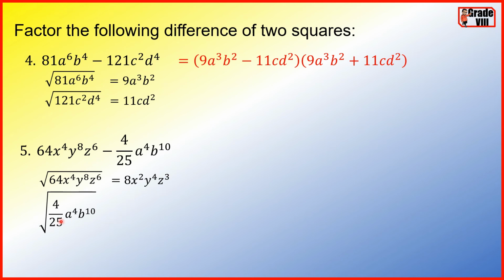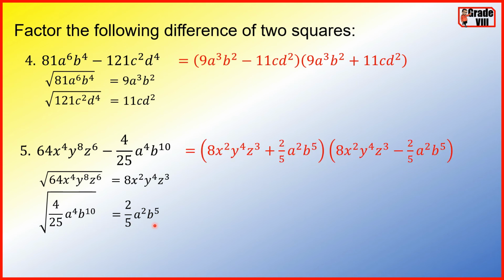Next, square root of 4 is 2. Square root of 25 is 5. Square root of a raised to 4 is a squared. Square root of b raised to 4 is b squared. So ang ating sagot ay 8x squared y raised to 4 z cubed plus 2 over 5 a squared b squared times the quantity of 8x squared y raised to 4 z raised to 3 minus 2 over 5 a squared b squared.